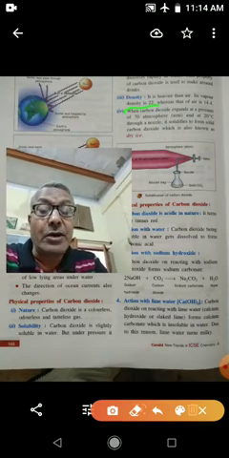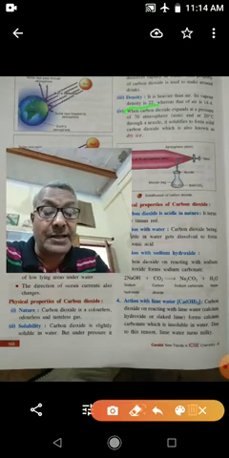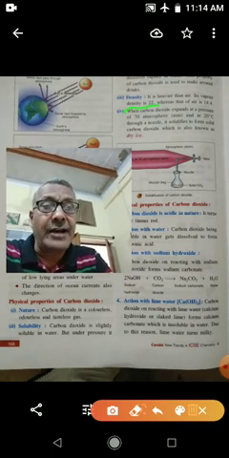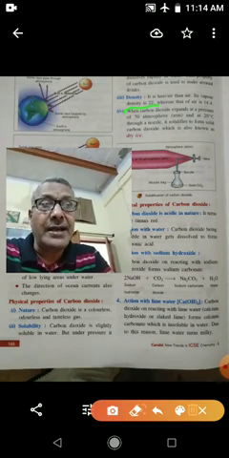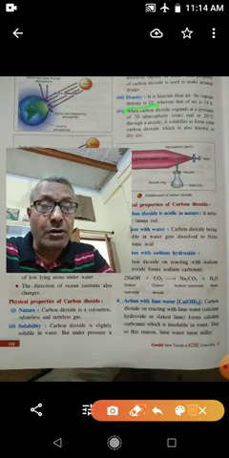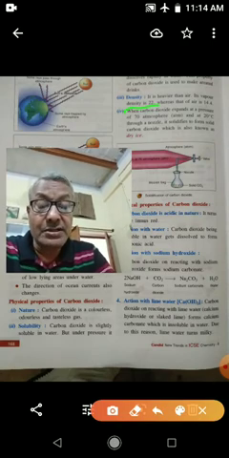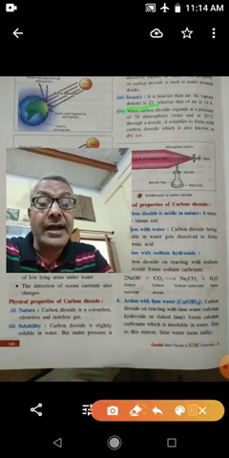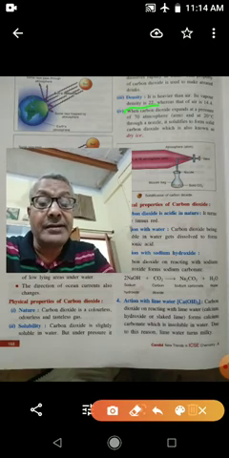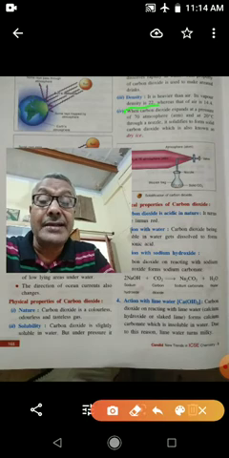So I told about the physical properties of carbon dioxide: colorless, odorless, tasteless, soluble in water, heavier than air, and solidified, it changes into dry ice.